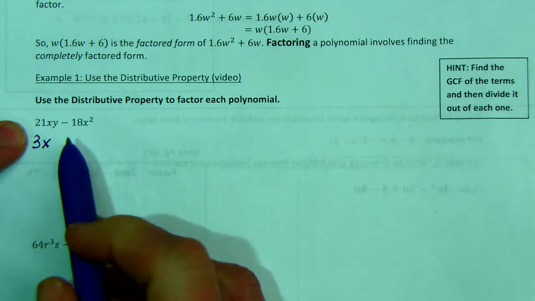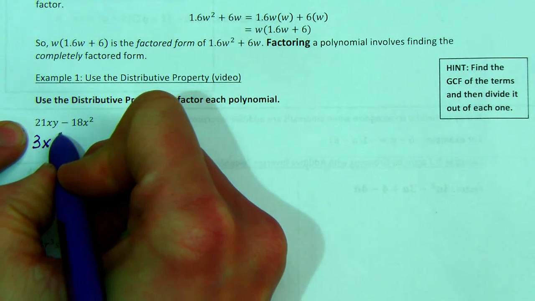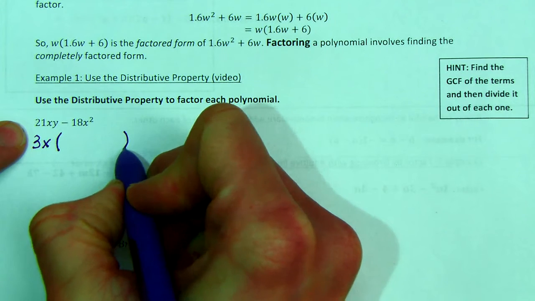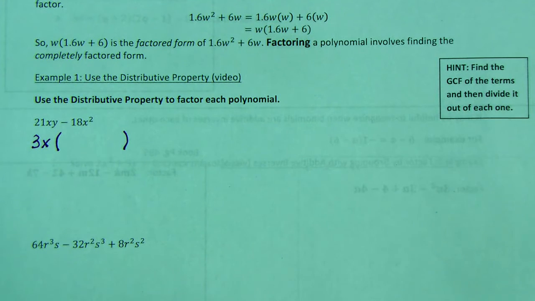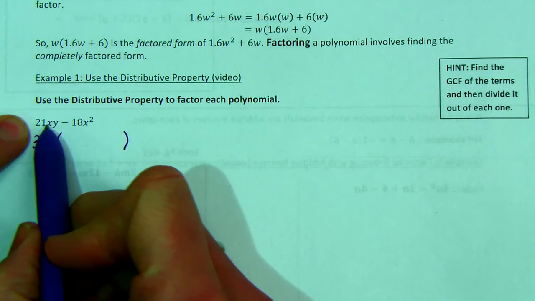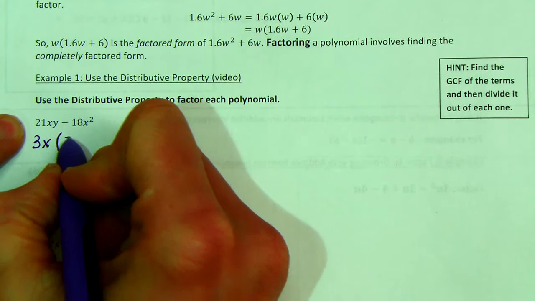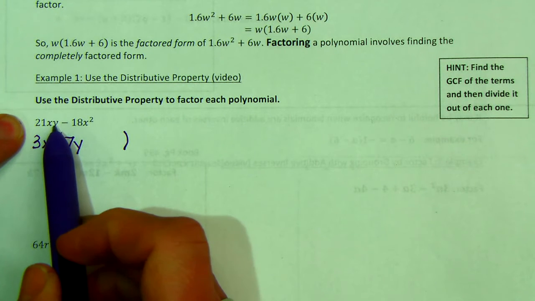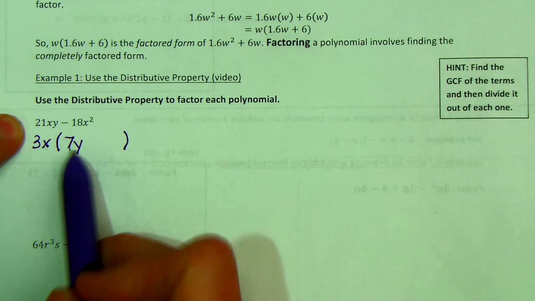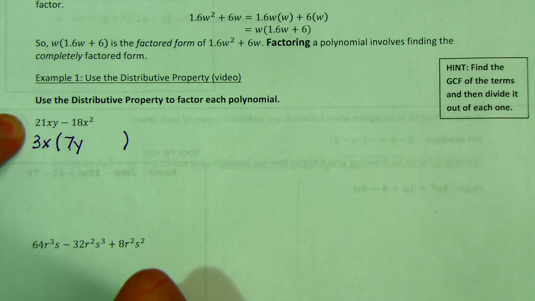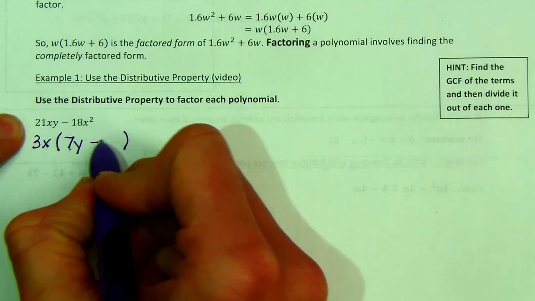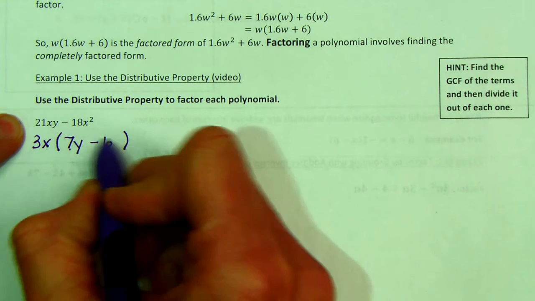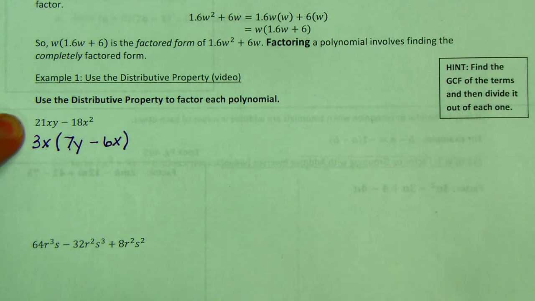Now when I take it out, I factor it out. That means I'm going to divide each term by 3x. If I divide 21xy by 3x, I'm going to get 7y, because 21 divided by 3 is 7, and xy divided by x is just y. I'm going to do that same thing for the negative 18x squared. It's going to be negative 6, and then I only took out one of the x's, so that leaves another x. And that is completely factored. That's a binomial. So I took out a monomial, and I still have a binomial inside.